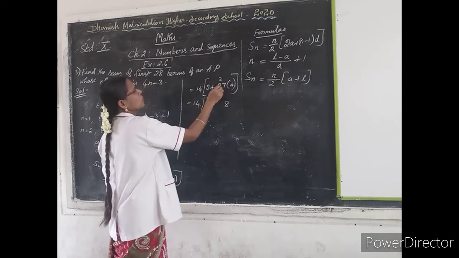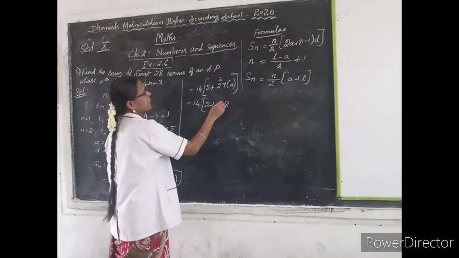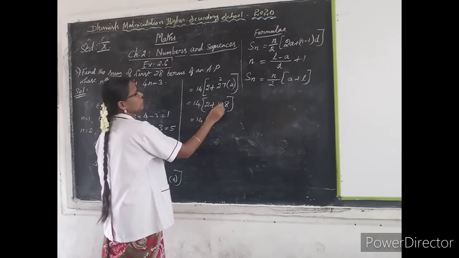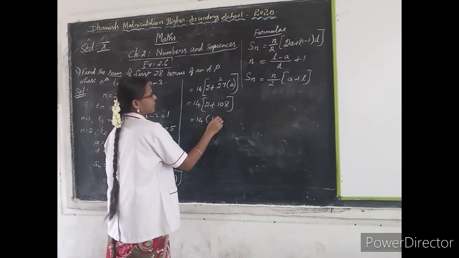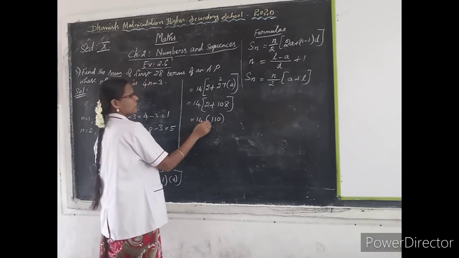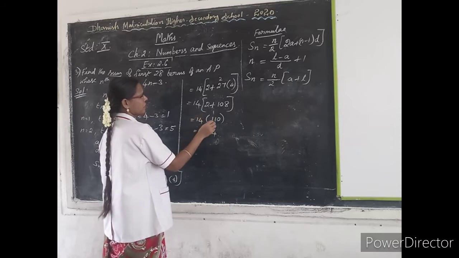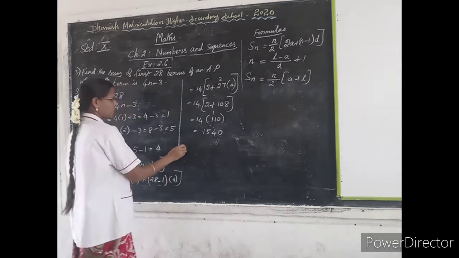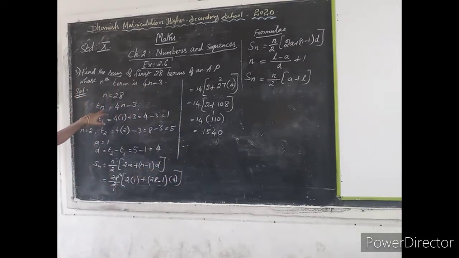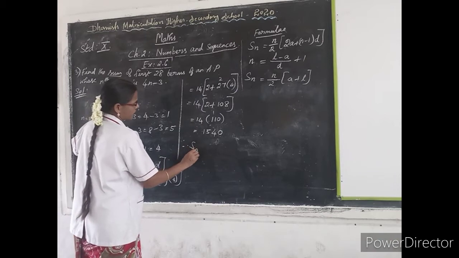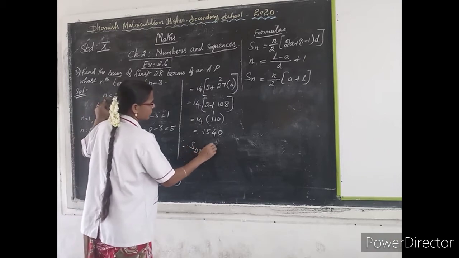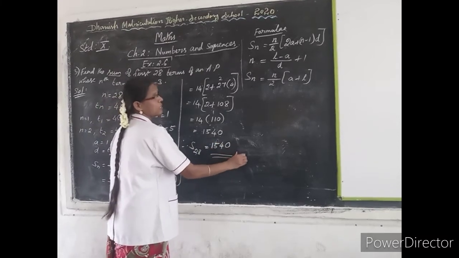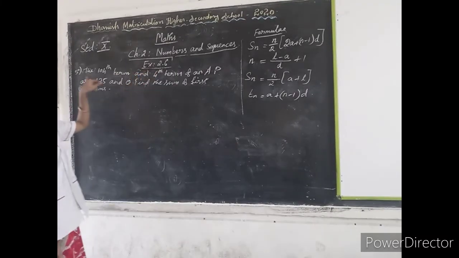28, carry 2, 2 fours are 8, 8 plus 2, 10. Now add this to 14 into 1 10. Now multiply 14 ones are 14, carry 1, 14 ones are 14, 14 plus 1 is 15. So tag this 0. Therefore S28, n is 28. Yes, S28 is equal to 1540. This is okay.